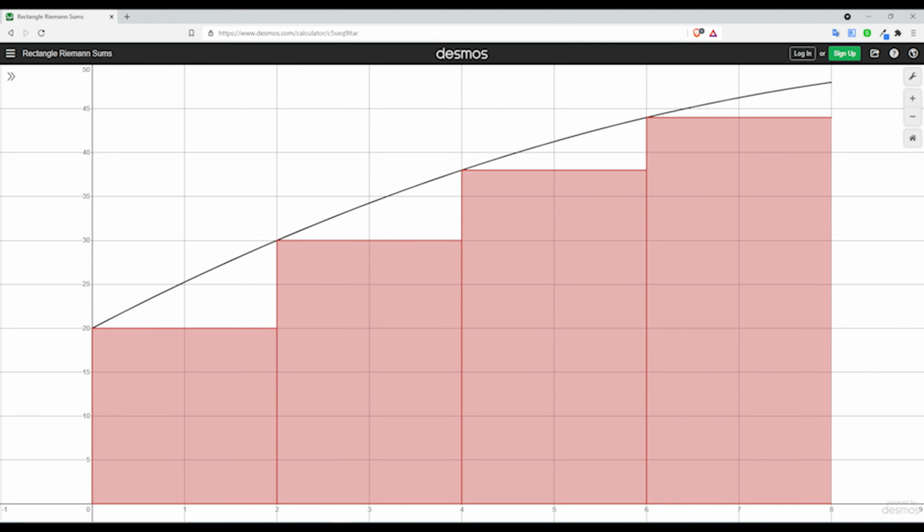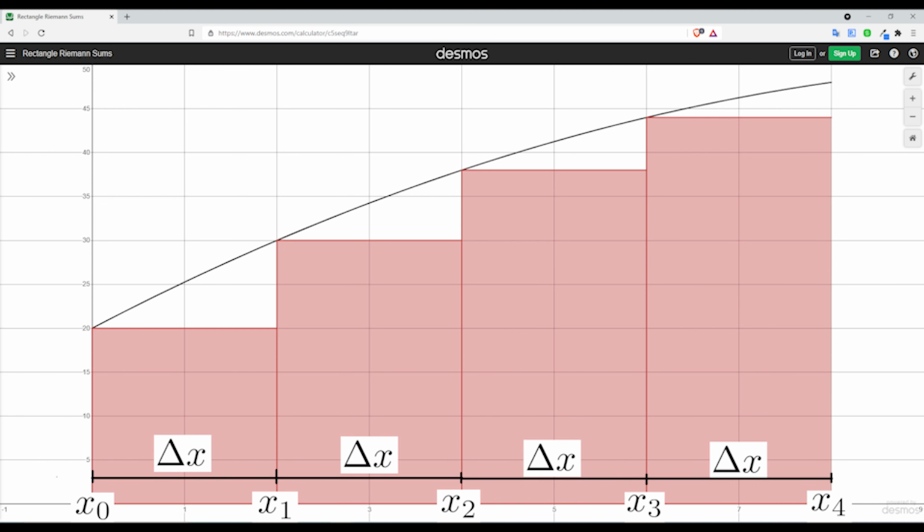Now going back to when I had just 4 rectangles, let's label a couple things on this picture that we're going to use for notation later on. And let's label each of the endpoints of the subintervals. Let's call the first endpoint x0, the next endpoint x1, and so on from there. And let's call the width of each of these rectangles delta x. And notice that delta x is the same for each rectangle.